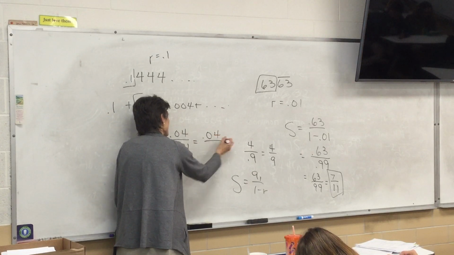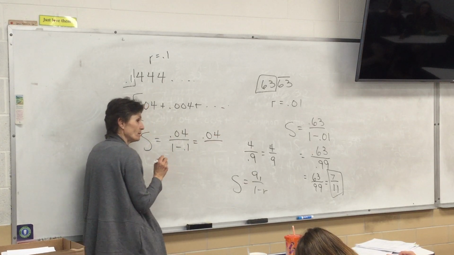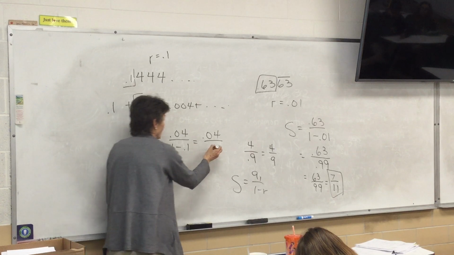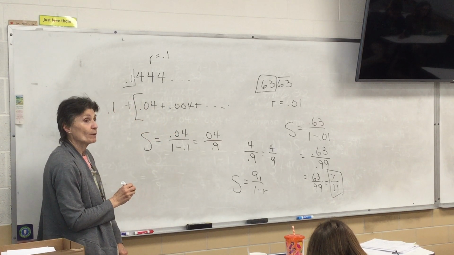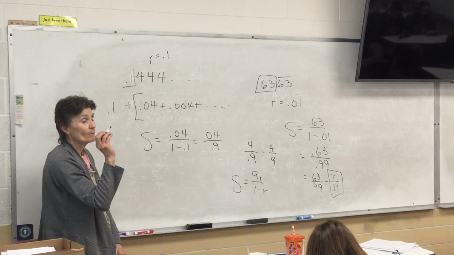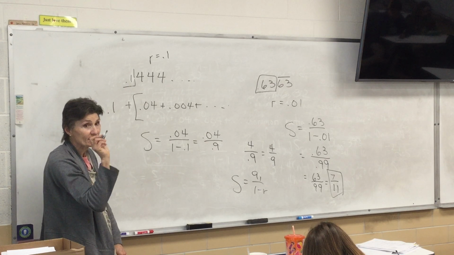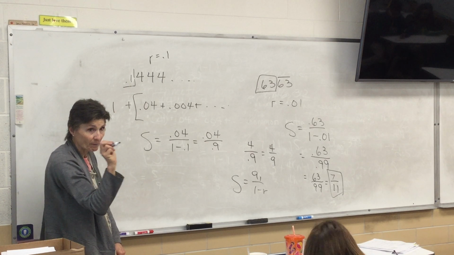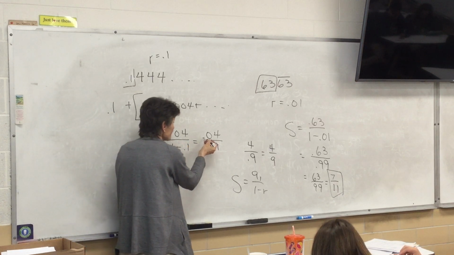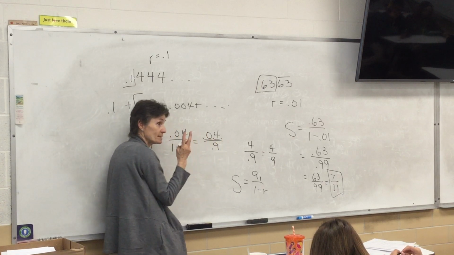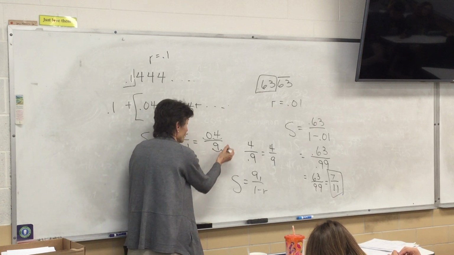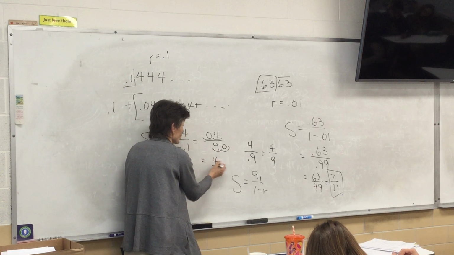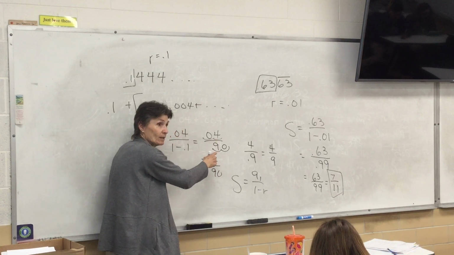Well, what did you say 1 minus 0.1 was? 0.9. Now, don't just erase the decimal places. Remember, you got to move it the same number of spots on the top and the bottom. So if you want to get rid of this decimal, you're going to have to move it 2 places. Then this one's going to have to go 2, which means the number is going to be 4 over 90. Did you follow that? Yeah.